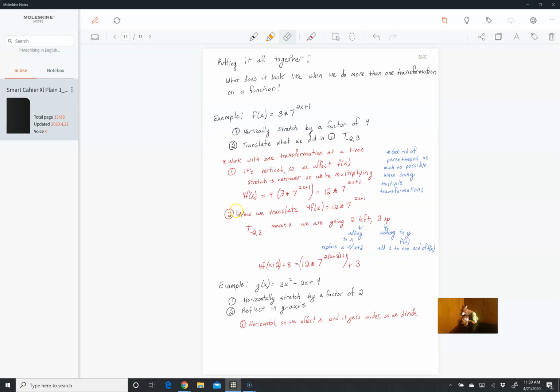Okay, so this is horizontal, so we affect x, and it gets wider, so we divide. And it's by a factor of 2. So this is telling us that it's g of x over 2. Okay, we know how to do this. Every x is being replaced by an x over 2.